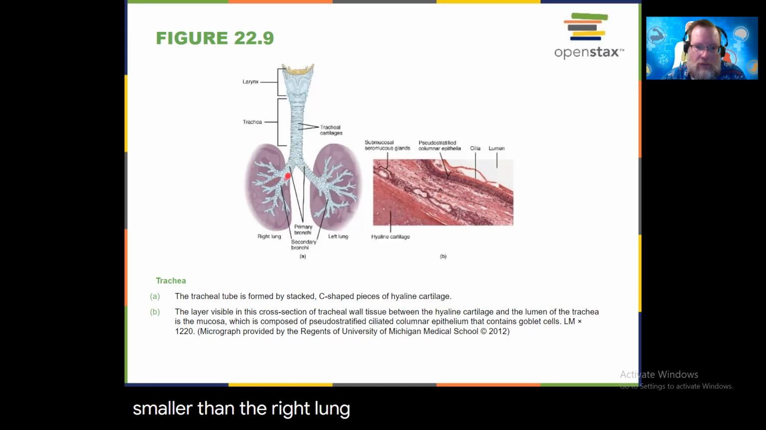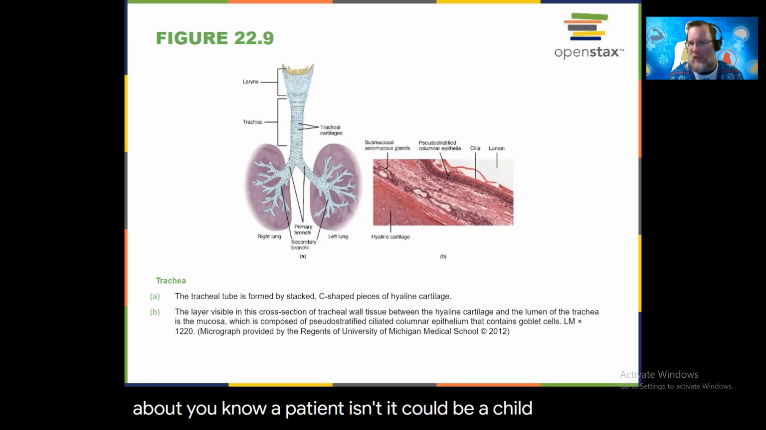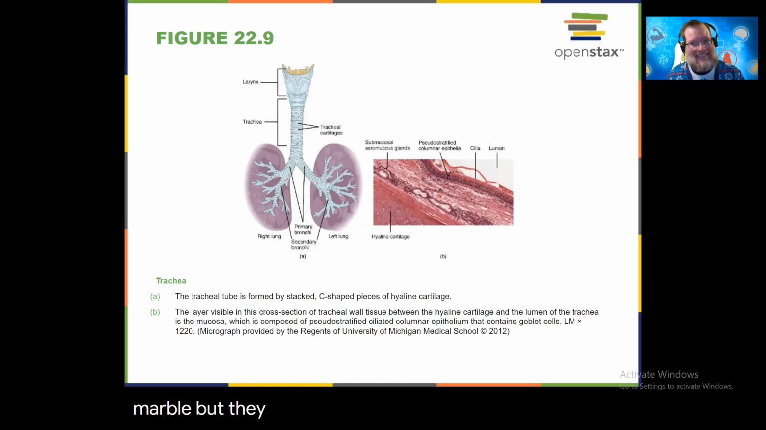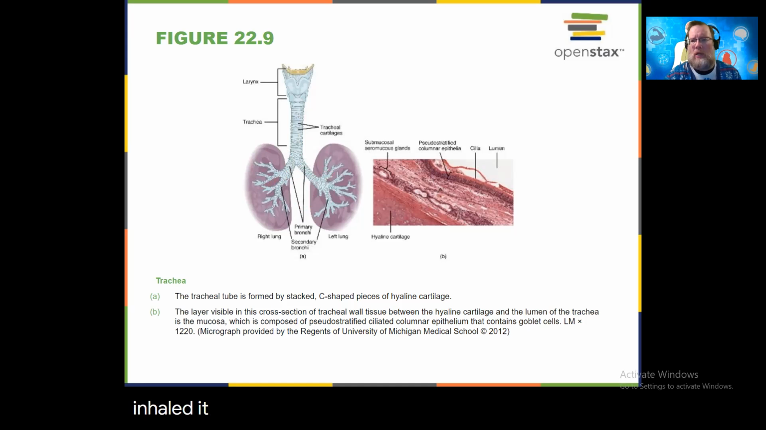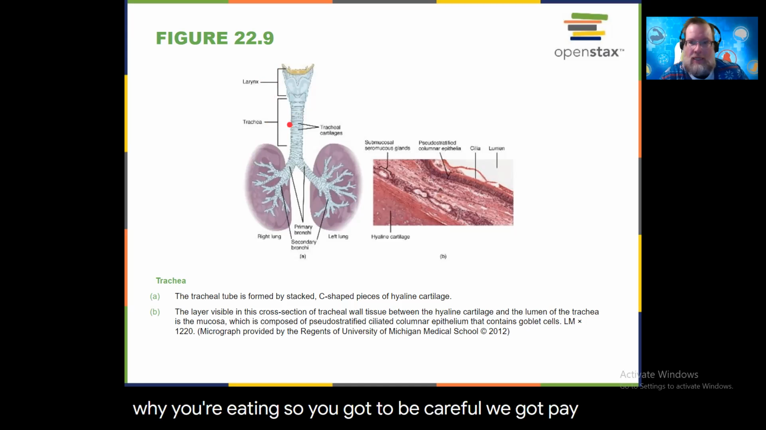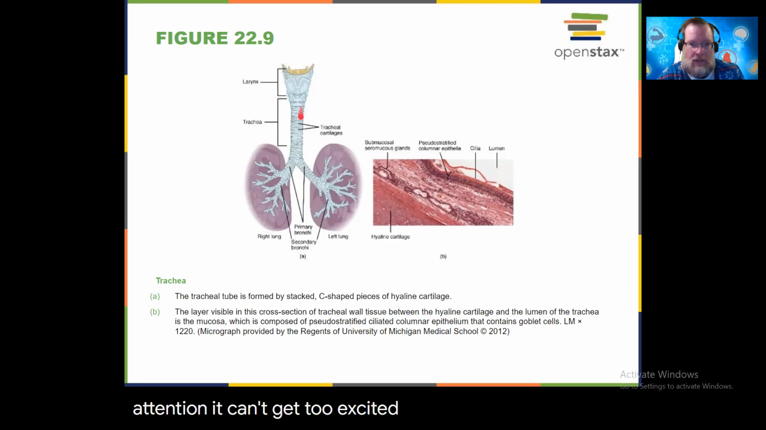So if you were asked a question about a patient, it could be a child, who swallows a marble, but they don't swallow it, that would be bad anyway, right? We don't want to swallow marbles or ball bearings or things like that. You probably shouldn't put those in your mouth. But let's say he inhaled it. He didn't swallow it, he inhaled it. Or maybe a piece of rice or something, while you're eating. So you have to be careful. You have to pay attention. You can't get too excited or upset while you're eating.